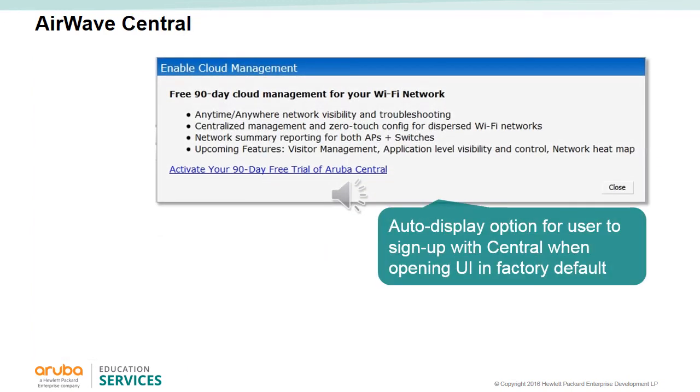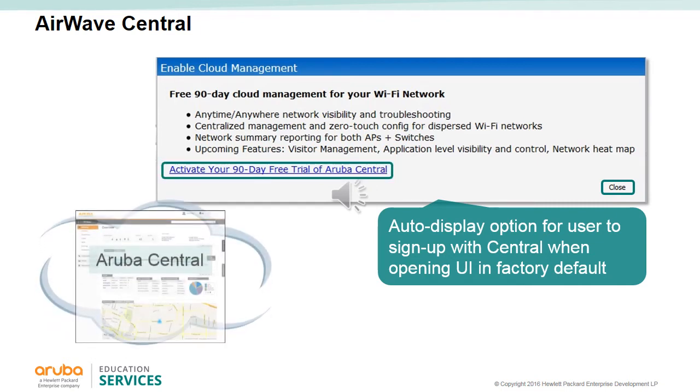In IAP 8.4.2, when a user logs into the VC GUI, an option to sign up with Central will pop up, offering a free 90-day trial. This only happens in two situations: when an IAP is in factory default configuration, or if the IAP was upgraded and the reboot reason is image upgrade successful. If the close button is clicked, the option won't pop up again when visiting the GUI the next time, but there is a lower button on the main GUI page that allows you to set up Aruba Central.